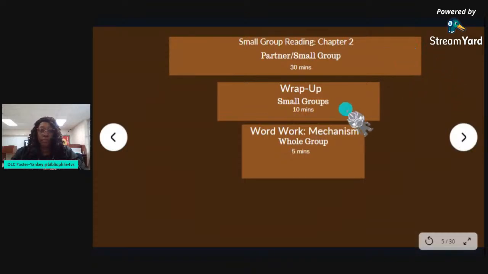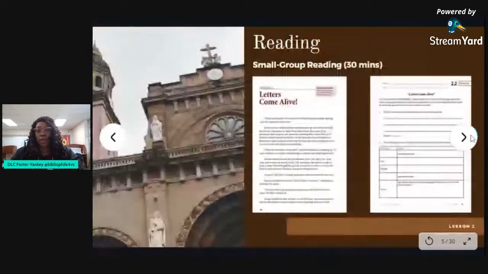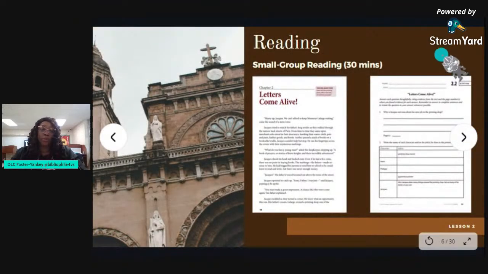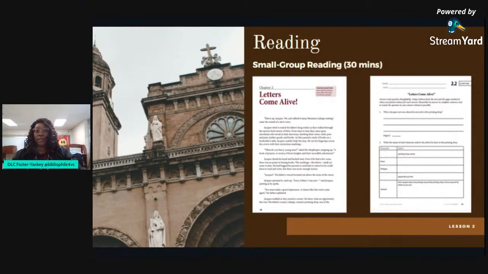So the reading component is divided into 3 subcomponents that total 45 minutes, or half of your 90-minute reading block. The first subcomponent is small group reading, which will take 30 minutes. The teacher is going to begin by reviewing the previous lesson, Lesson 1, and they'll do that by asking students questions about how books were made during the Middle Ages, before Gutenberg's printing press was invented, how the printing press worked and how it changed Europe during the Renaissance.